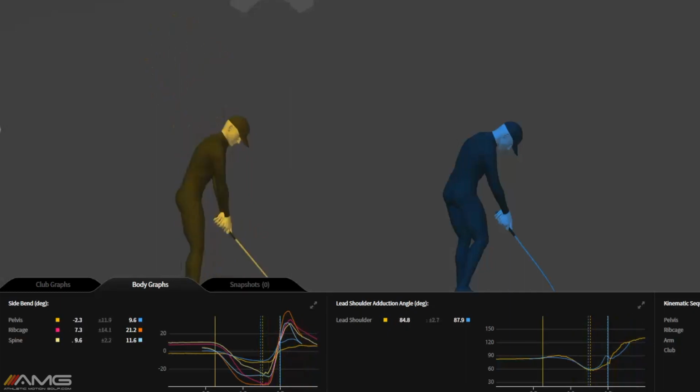So hope that helps. If you have any questions, let me know. Leave them in the comments below. But to me, when you're working on your swing, start to look a little deeper than just the club movement and try to understand the body movements a little bit better, and I think you'll be on the right track.